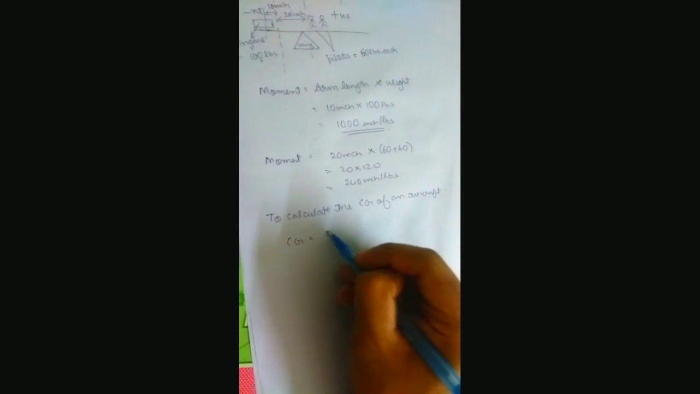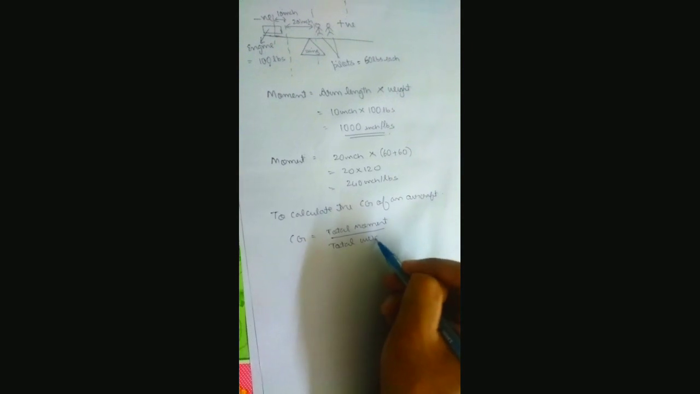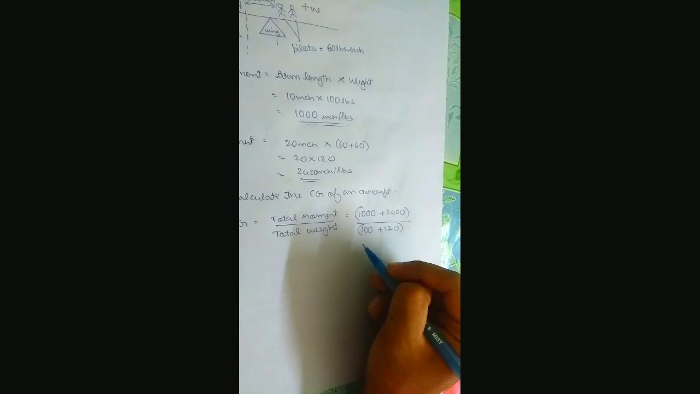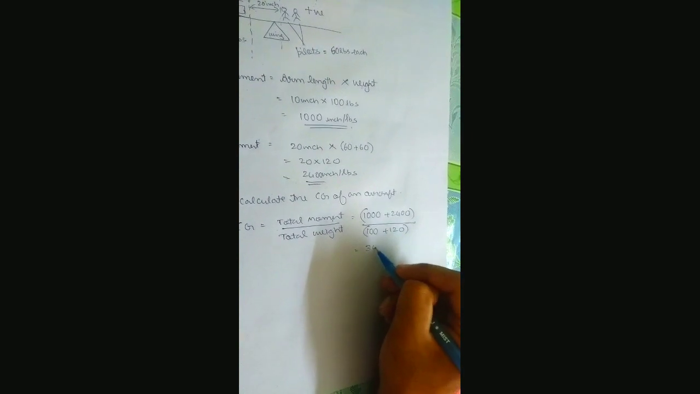And now to find the center of gravity, the formula is, center of gravity is equal to the total moment divided by the weight of the aircraft. So the total moment when we calculate is 1000 plus 2400, divided by the total weight, which is 100 lbs for the engine, and 60 plus 60, that is 120 pounds for the pilots. So it becomes 100 plus 120, which is 220 pounds. So when you calculate it, you get the answer as 15.45 inches from the datum line.